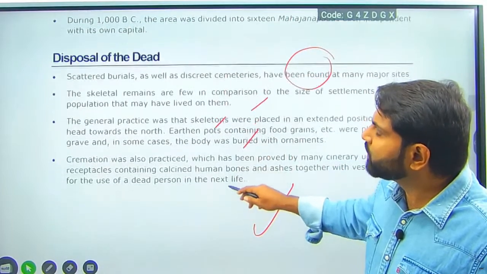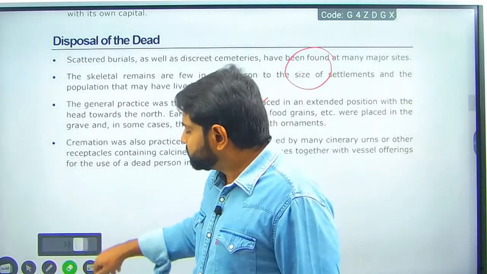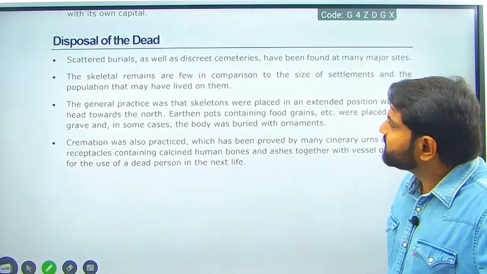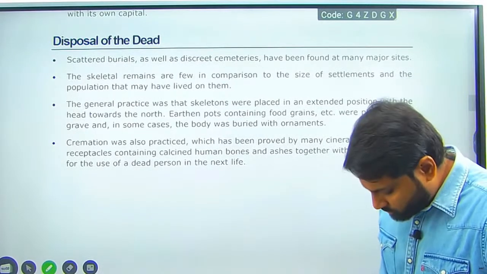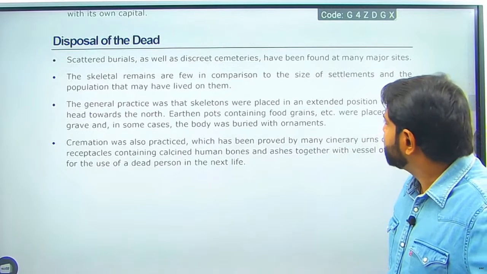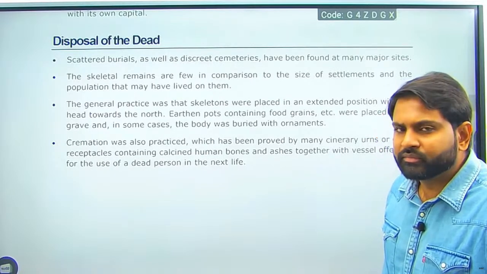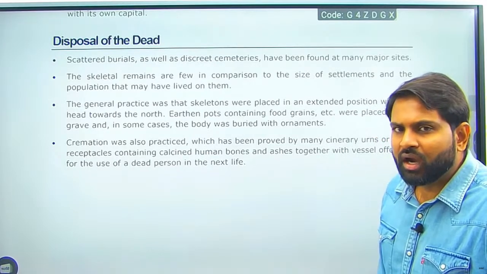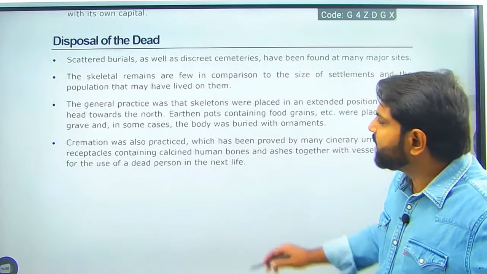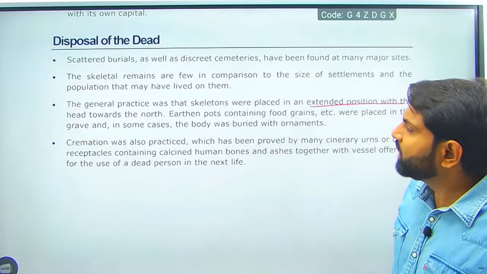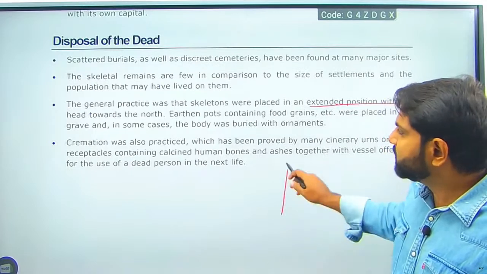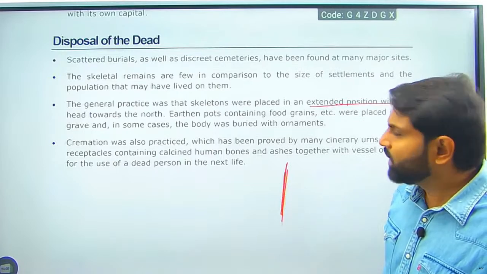Later, during 1000 BC. Now, disposal of the dead, and if there is any religion or social factors or understanding in that. Scattered burials as well as discrete cemeteries have been found in major sites. Scattered, those are not centered in one place. The skeletal remains are few in comparison to the size of settlements and the population that may have lived in them. So the sheer size of this construction and the kind of skeletal remains which we got are not comparable. The general practice was that skeletons were placed in an extended position with the head towards north. Even now this is the practice, head towards north, and the skeletons are in extended position, what we normally call the anatomical position.